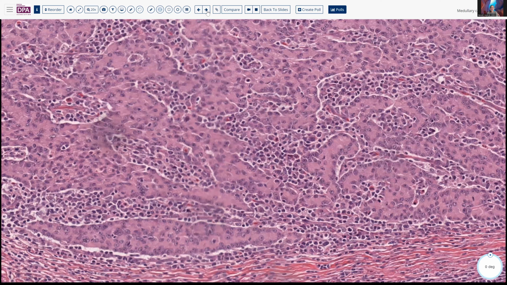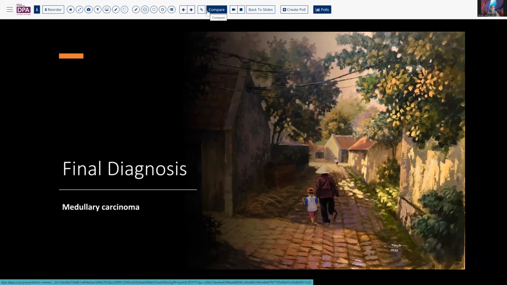Okay, so our sign-out diagnosis today is medullary carcinoma of the colon and mismatch repair deficient with loss of MLH1 and PMS2.